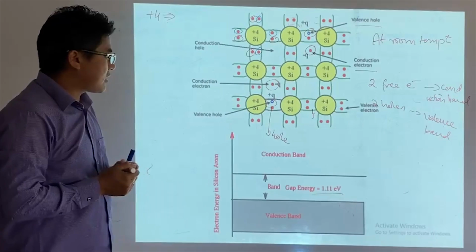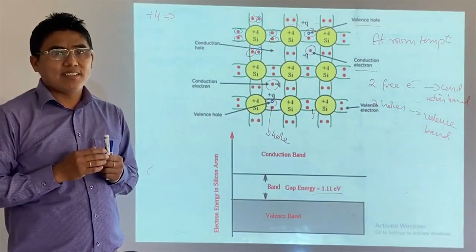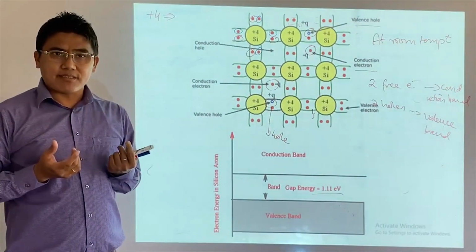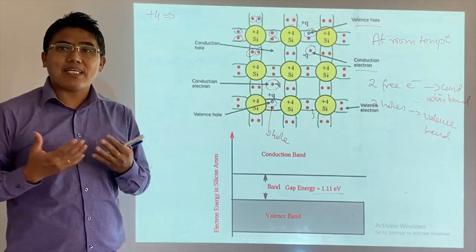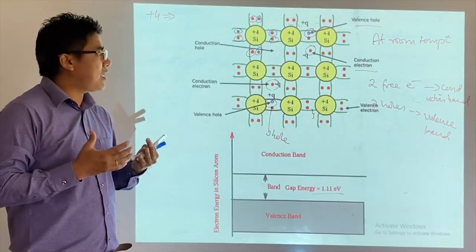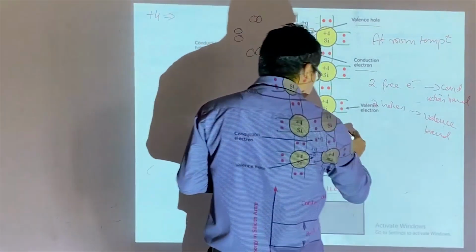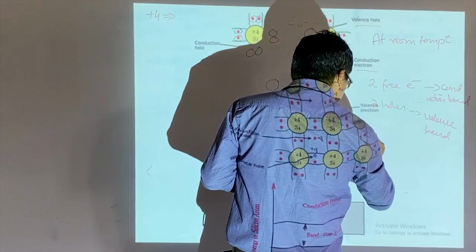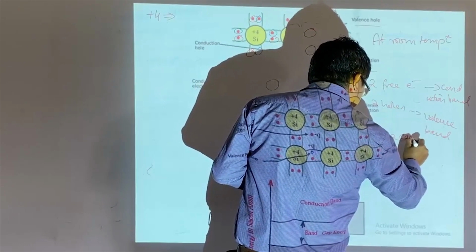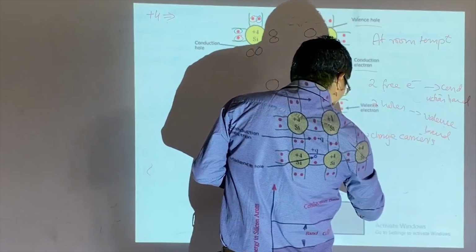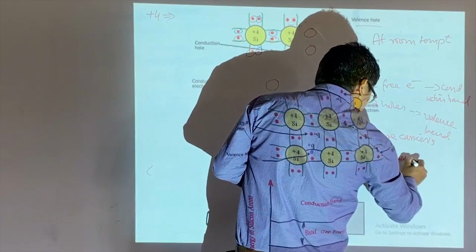So unlike metals, when we talk about semiconductors, the flow of current is due to holes as well as electrons. So there are two kinds of charge carriers. In the case of silicon, two charge carriers are available. One is the electron, that is, the electron in the conduction band.